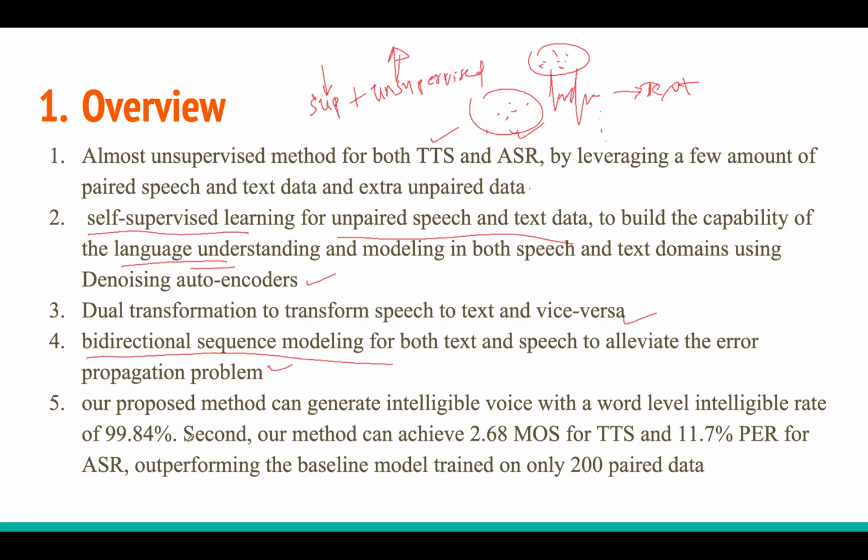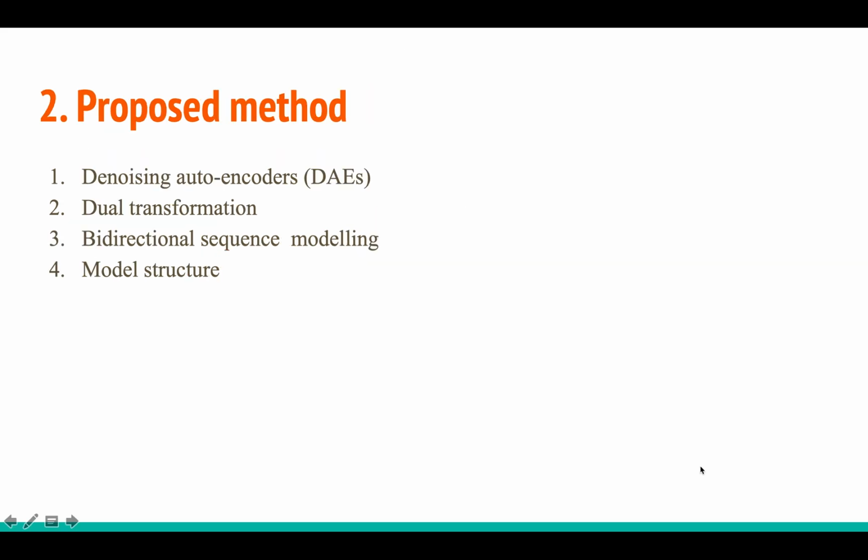That's one interesting point. And they are achieving something like a 99.84% word intelligible rate, which is almost near to human. And actually, if you go to the paper and see, they have given some link where you can go and listen to the audio. I would encourage you to go and listen to those audio. They have also calculated the MOS score for text to speech, which is 2.68, which is fairly decent. I mean, it's not that bad. It's still good. And PER is 11% for the speech recognition model. It sounds very interesting. They have very good results. We'll see how these things work.